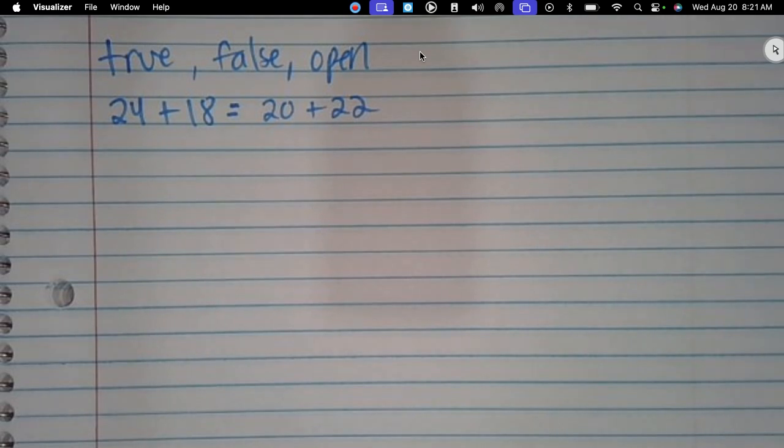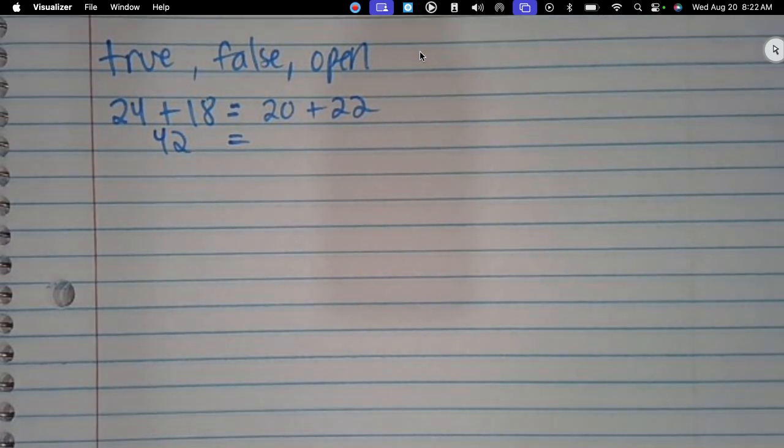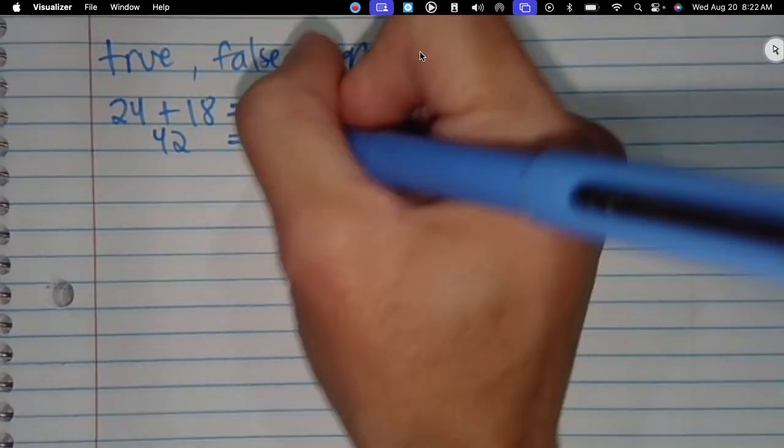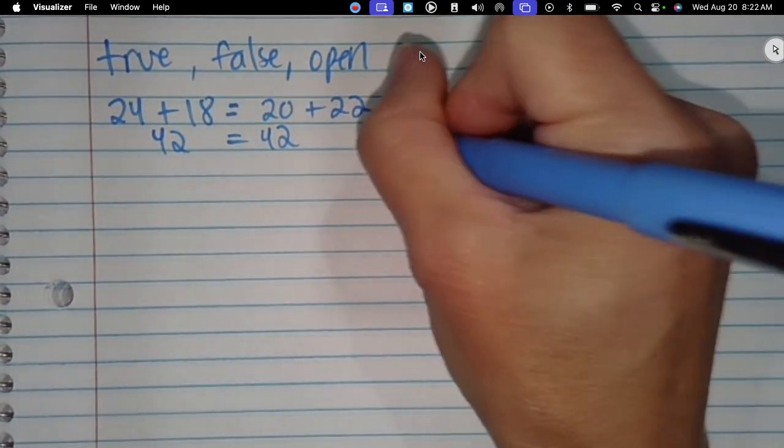24 plus 18. What is it? 42. Okay. What is 20 plus 22? 42. So is it true, false, or open? Is 42 the same number as 42? Yeah, it is the exact same thing.